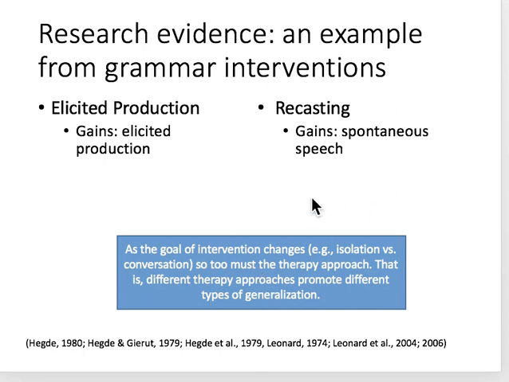But what's the clinical take-home here? As the goal of intervention changes, from isolation all the way up to conversation, so too must the therapy approach. That is to say, different therapy approaches promote different types of generalization. So depending on what the goals of therapy are, maybe you need this artificial context initially. Maybe the child does need that noun support and semantic support. Then you might start using this. But as you want to see gains in spontaneous speech, and we ultimately do, because that's the most naturalistic context, right? Then maybe you start shifting your prompting to recasting, okay?